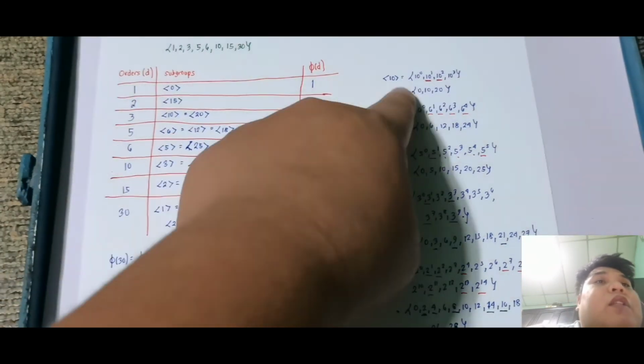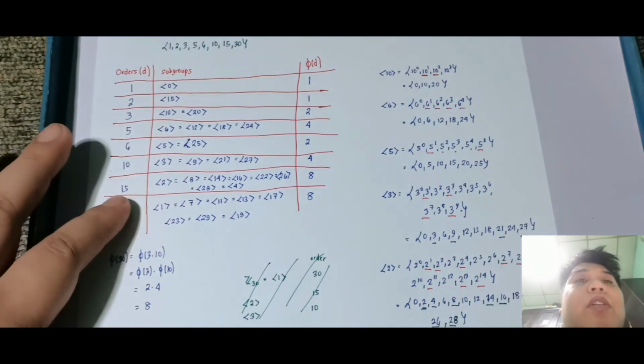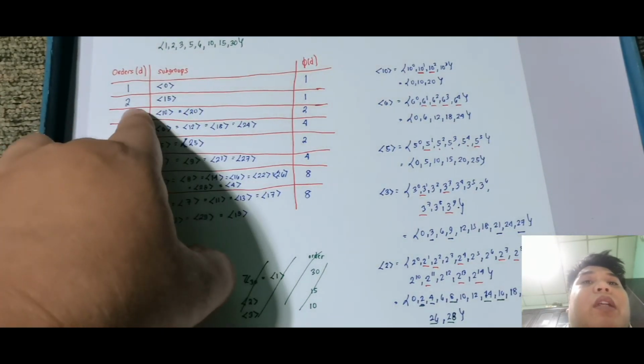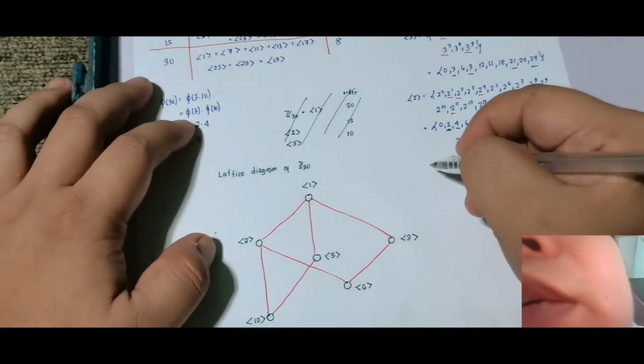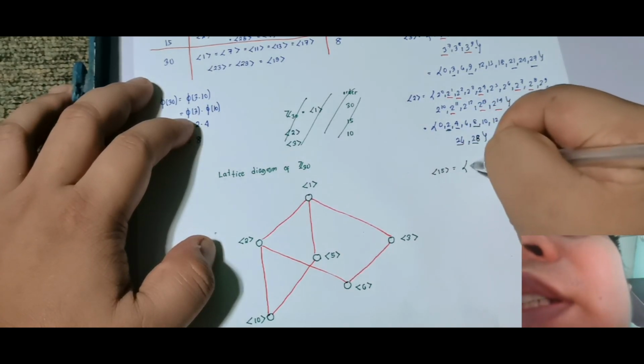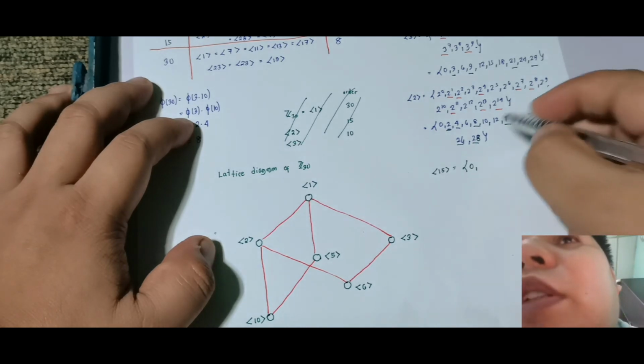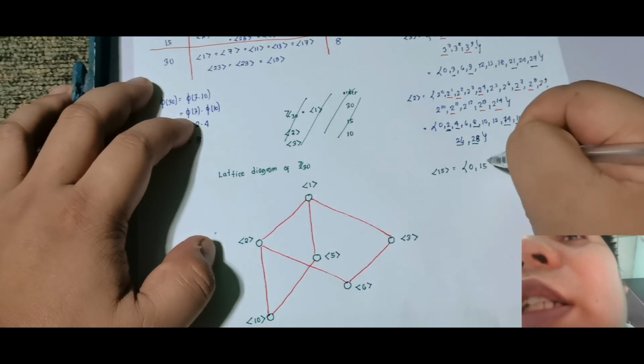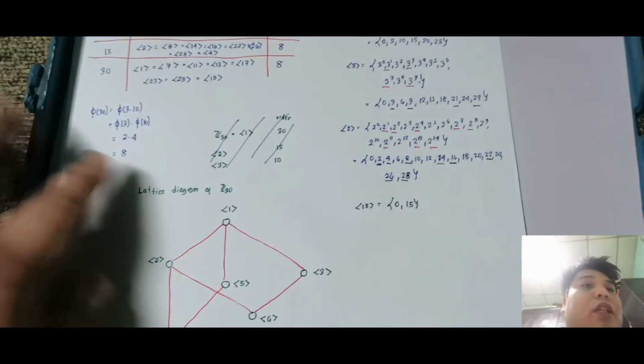Next is, syempre, subgroup generated by 15. So, ano ba yung subgroup generated by 15? May order 2 lang siya. So, hindi ko siya nasulat kanina, no? Subgroup generated by 15. Ano ba yung laman nito? Ang laman nito ay 0, tapos 15 raised to 1, 15. Okay, kasi dalawa lang yung element niya. So 0 and 15.